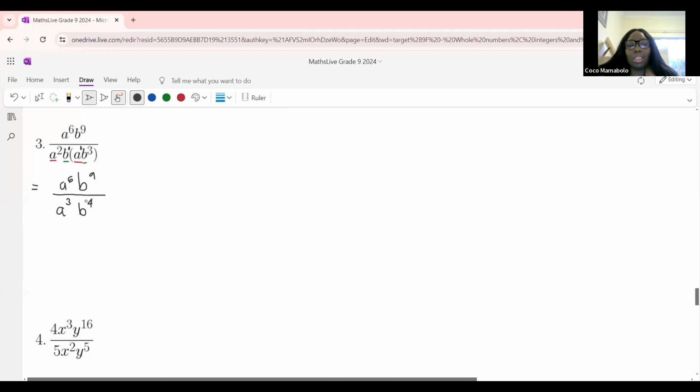And now I can see the difference between the top and the bottom. Like bases are being divided, so I'm going to keep my base a and subtract exponents. 6 minus 3 is 3. B to the power of 9 minus 4 is 5. And that's my final answer. There we go.